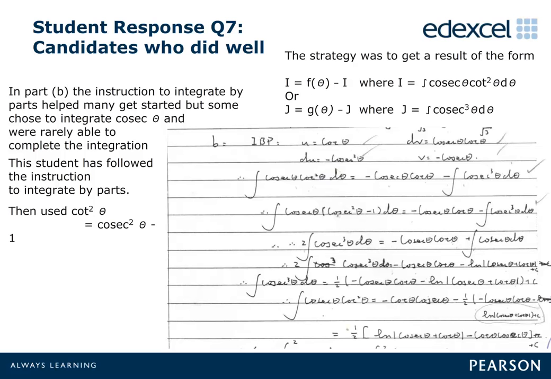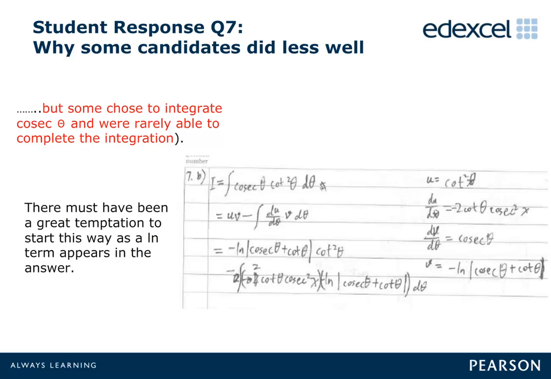In Part B, the instruction to integrate by parts helped many get started, but some chose to integrate cosec theta and were rarely able to complete the integration. This student has followed the instruction to integrate by parts and shows a level of mathematical sophistication. However, many ran into difficulty.